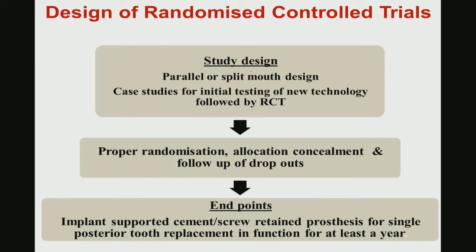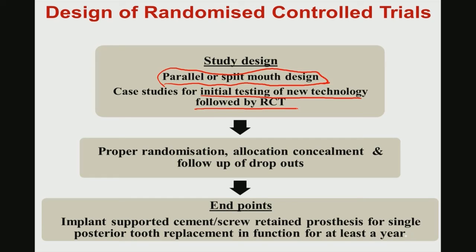So, study design wise, the parallel or split mouth design is typically followed in most of the prosthodontic clinical trials. And initial testing of the new technology needs to be done. For example, if you are using a titanium 6%, aluminum 4% vanadium implant, and you have a commercial implant, then those initial tests need to be done.